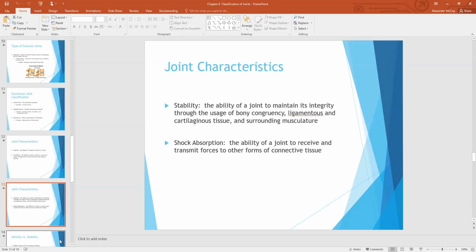We also have something called shock absorption within this joint, the ability for the joint to receive and transmit forces to other forms of connective tissue. A great example of this, which I might allude to later, but I'm going to stick it in here now. With shock absorption, we've all seen somebody jump off of a curb or out of a car, or maybe onto a box jump, and it sounds like a herd of elephants instead of like a bunch of ballerinas. Yeah, we know the difference between a herd of elephants through a room versus ballerinas running across the room.